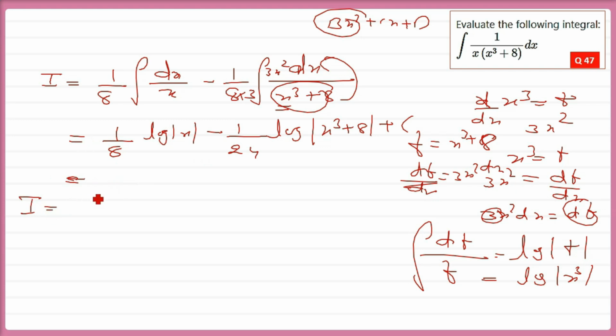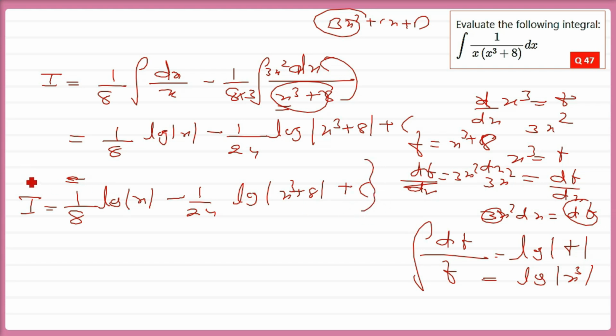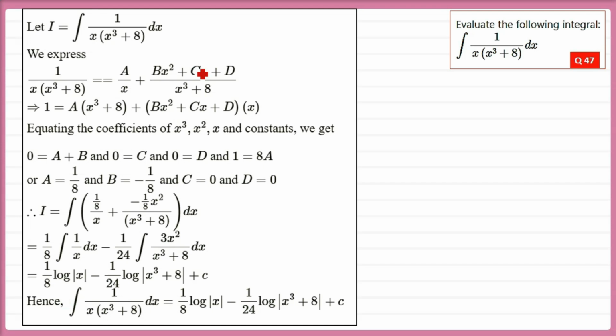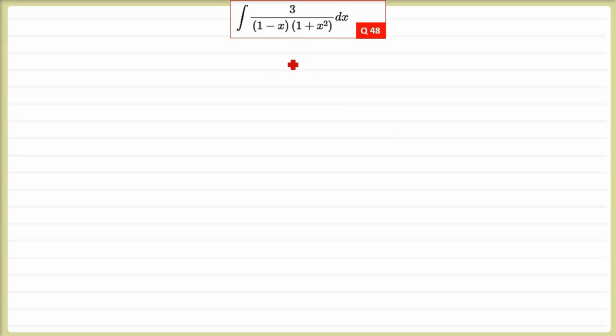So let me write it very clearly, because there are certain things which I explained to you. 1 by 8 log modulus of x minus 1 by 24 log modulus of x cube plus 8 plus constant of integration. This is your final result, and this is how it has to be done. It's quite a simple question, but this is a new kind of question. x cube plus 8, how to deal with this?